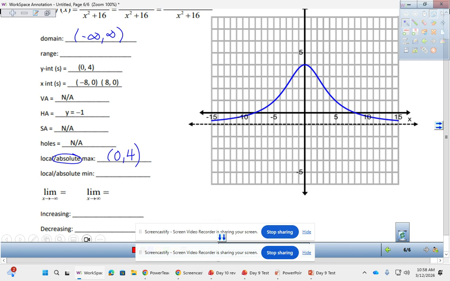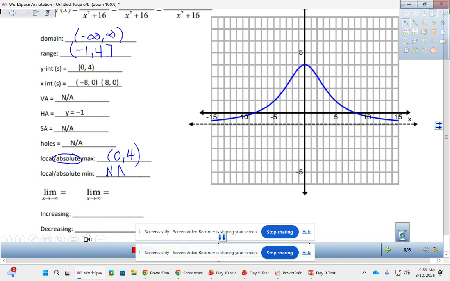So for my range, I'm starting here at the horizontal asymptote. There's no negative infinity because there's no graph down here. So the horizontal asymptote is -1, and I'm going to the peak of the graph, which is 4. Asymptotes are parentheses, mins and maxes are brackets.